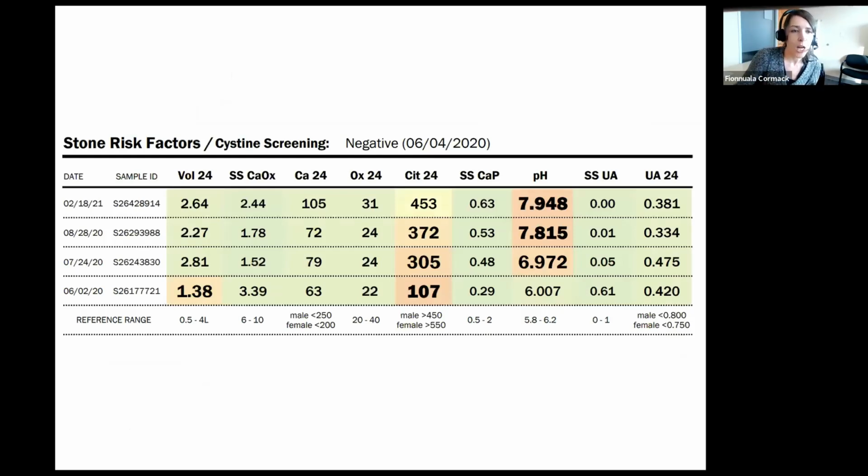So I'm running over time. This was my patient whose insurance did cover potassium citrate. So you see the improvement over time. And the important thing with treatments is just following urine chemistry. But you don't have to wait a few months to do that.